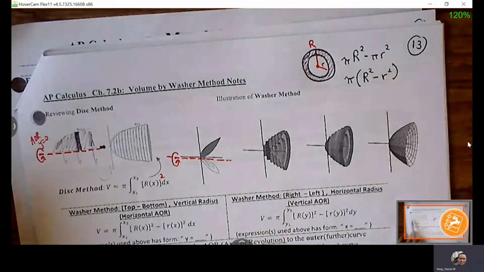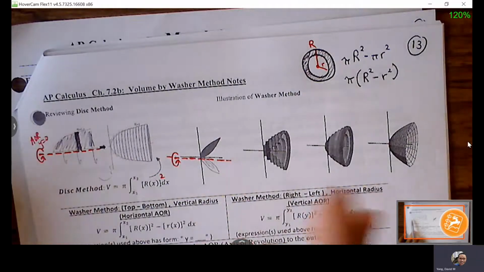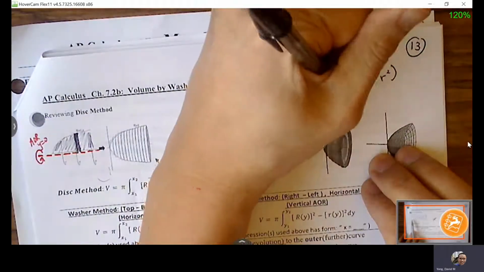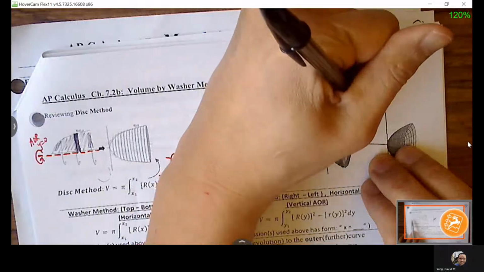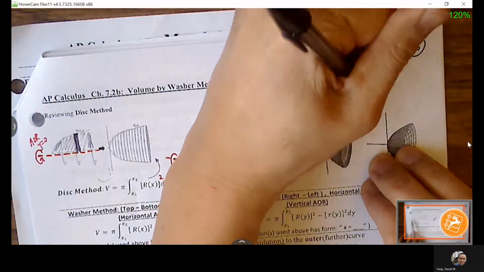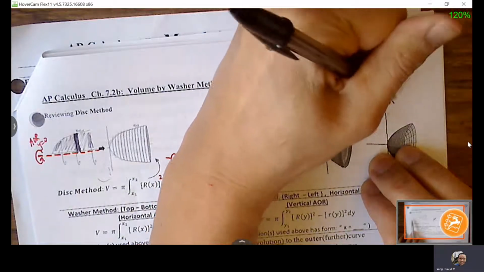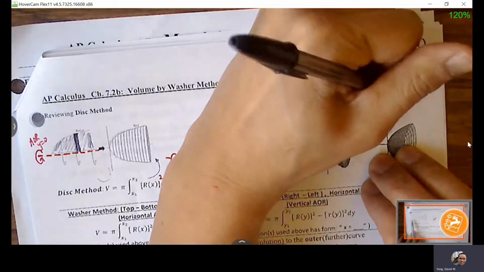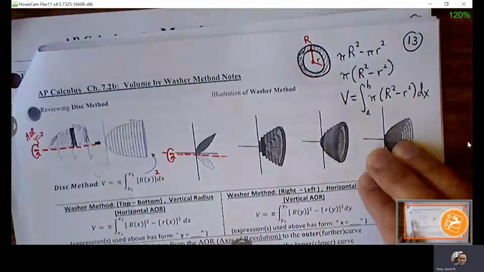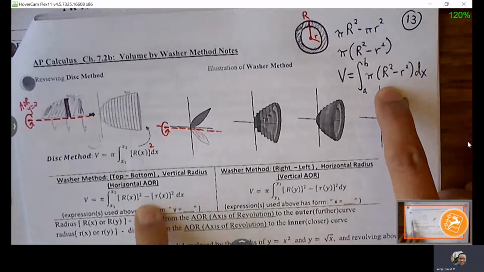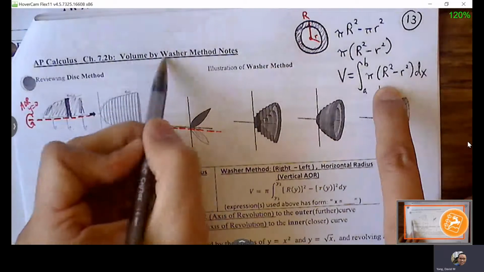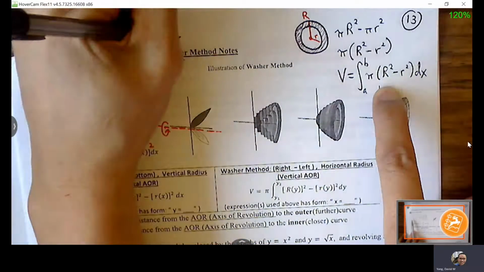But this only gives us the area of one representative ring, right? What if we want to accumulate that from one end to the other? So this will be a definite integral from a to b, pi big R squared minus little r squared. And that's where it leads to the top minus bottom for washer method. Okay, we call this washer method. It's just another word for circular rings here.